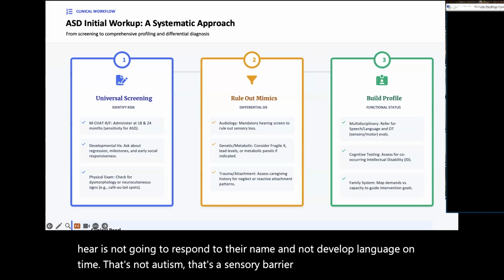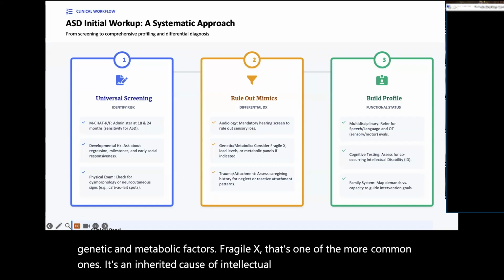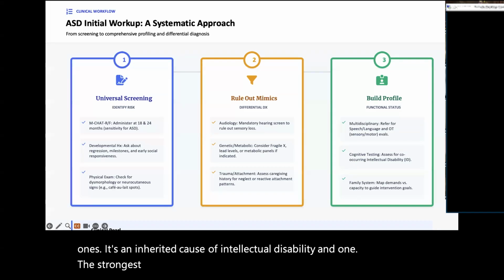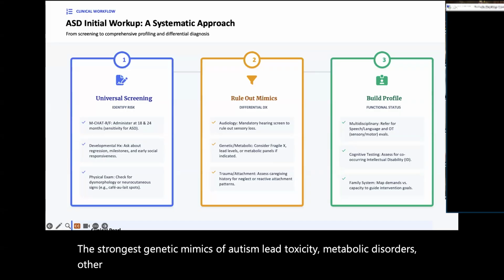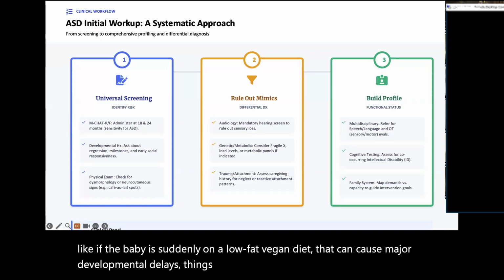You also need to consider genetic and metabolic factors. Fragile X, that's one of the more common ones. It's an inherited cause of intellectual disability and one of the strongest genetic mimics of autism. Lead toxicity, metabolic disorders, other medical causes can lead to autistic-like presentations. Extreme diets, like if the baby is suddenly on a low-fat vegan diet, that can cause major developmental delays, things like that. So you need to consider those.